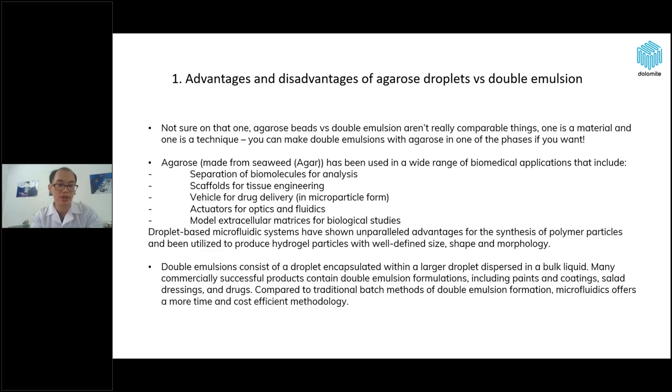And the double emulsion consists of a droplet encapsulated within a larger droplet dispersed in bulk liquid. Many commercially successful products contain a double emulsion formulation, including paint and coating, or in salad dressing like mayonnaise, and drugs. Compared with the traditional bulk method, double emulsion formation with microfluidics will offer more time and cost efficient methodologies.